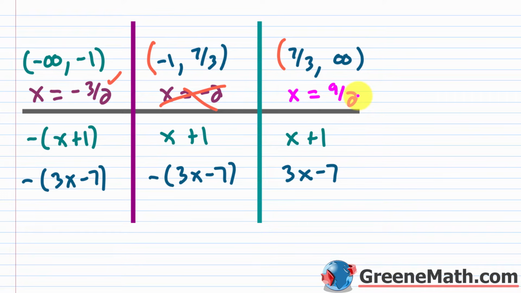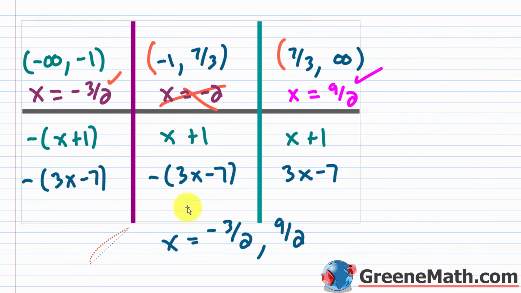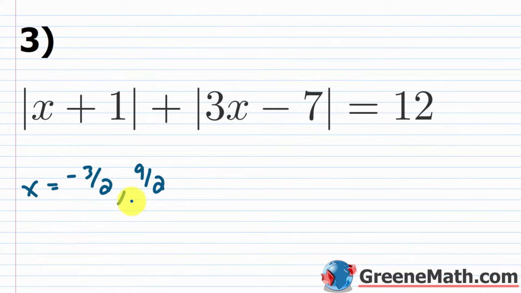Now 9 halves is 4.5. And if you think about 7/3, I would say that's 2 1/3. So 4.5 is obviously greater than 2 1/3. So it fits in this interval, so you can accept this solution. So going back, let me just write this out here. You have x is equal to negative 3 halves, and then also 9 halves. So coming back here, I'll just paste the solution there. So this would be our full solution.